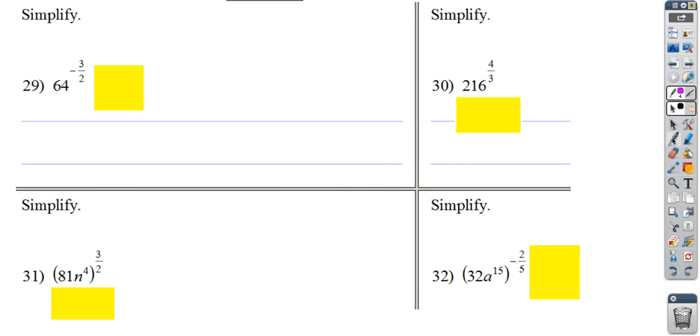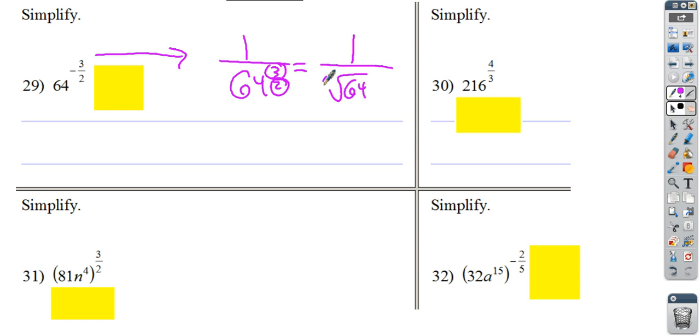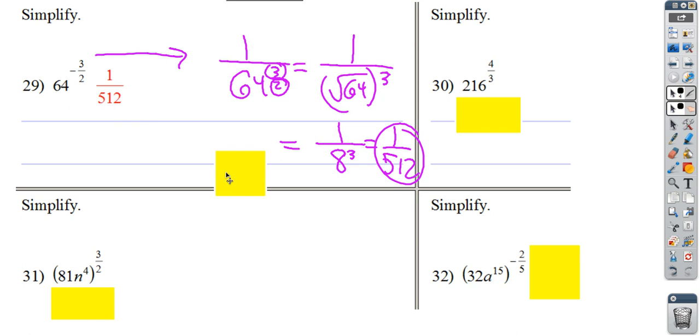So let's apply this with numbers now. 64 to the negative 3 halves, that's like 1 over 64 to the positive 3 halves. That means take the square root and then raise it to the 3rd power. Let's take the square root of 64, then raise it to the 3rd. Square root of 64 is 8, and 8 to the 3rd power is 512. So that's the same thing as 1 over 512, and there's the answer.